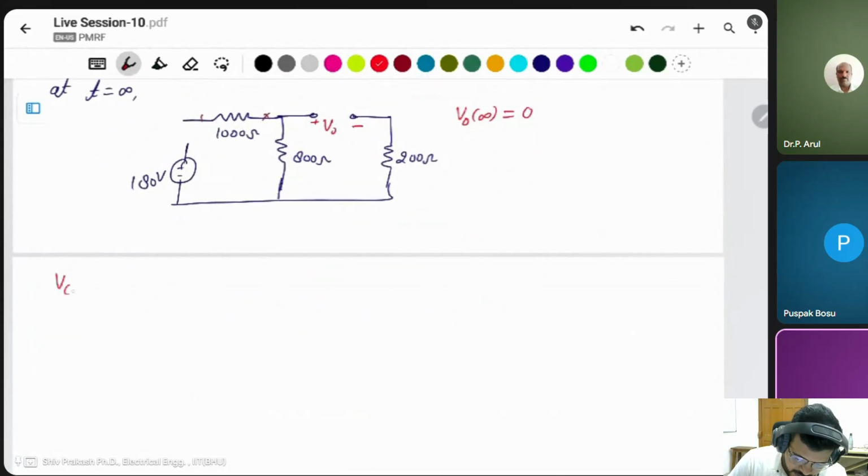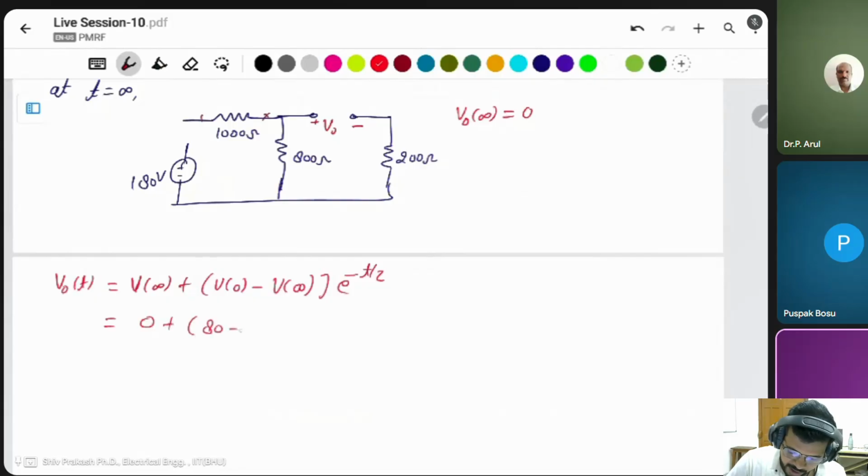Then what is the voltage? V(t) = final voltage plus (initial voltage minus final voltage) times e to the power of minus t by tau. Final voltage is 0, initial voltage is 80, so 80 minus 0, times e to the power of minus t by tau. This will be 80 e to the power of minus t by tau. We have to find tau. In this case it is RC.